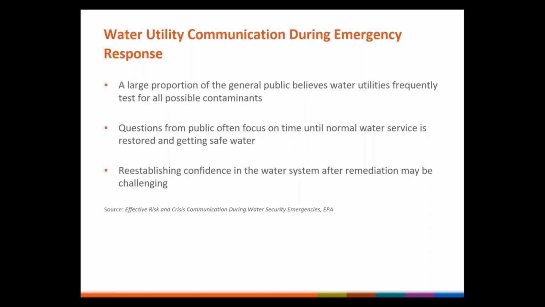The questions from the public often focus on time, on how long it's going to take until normal water service is restored and from getting safe water.